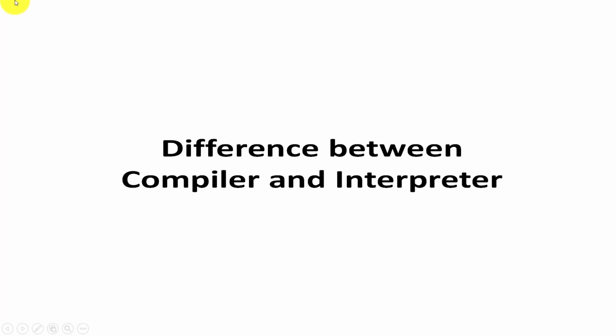Hello friends, in this series on computer languages, in the previous video we already discussed what a compiler is, what an interpreter is, what machine language is, how a compiler works, what the use of an interpreter is and how it works, and what the examples of compiler and interpreter are. Now in this video we are going to discuss the difference between compiler and interpreter. So let's start.